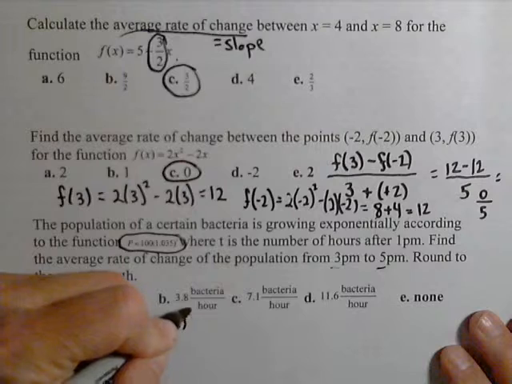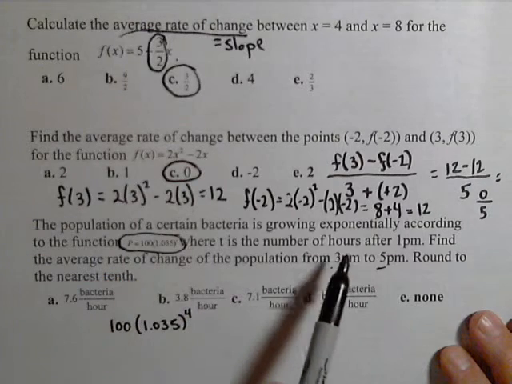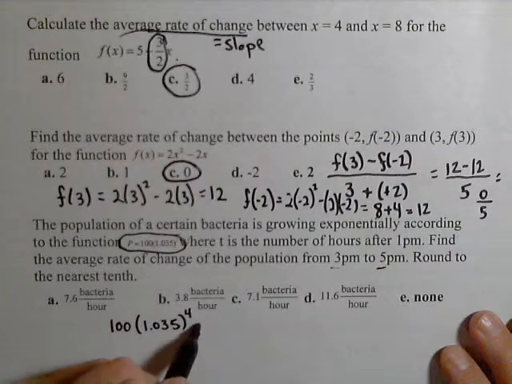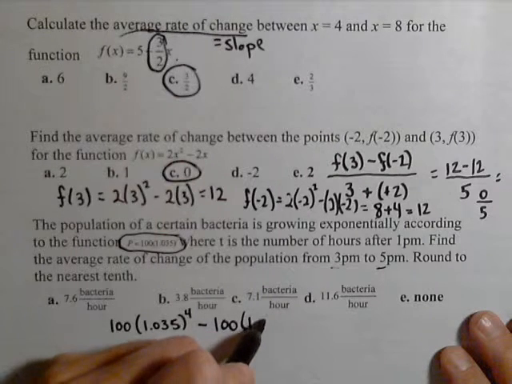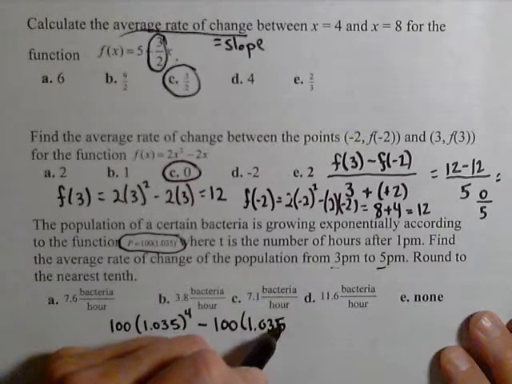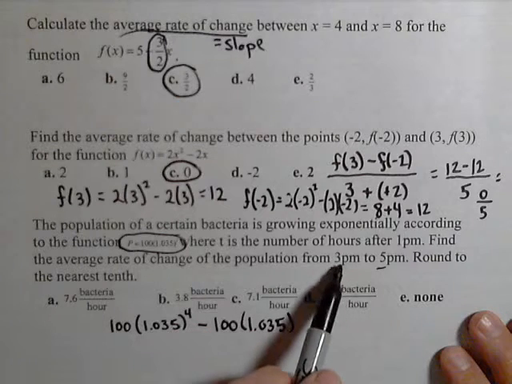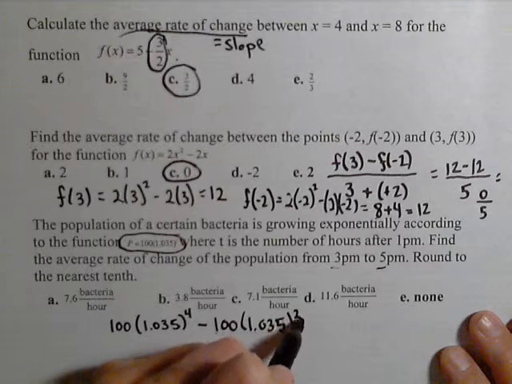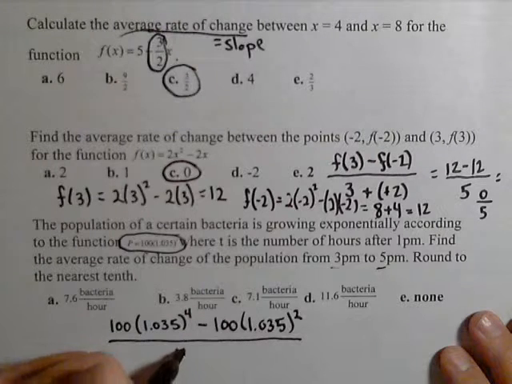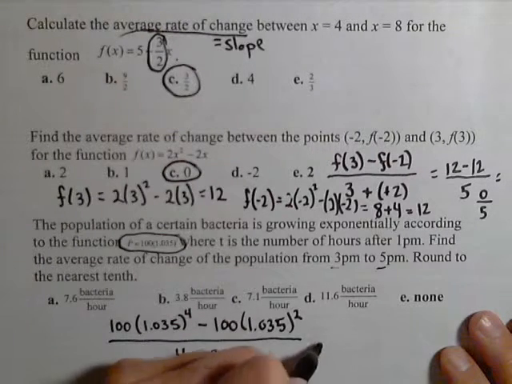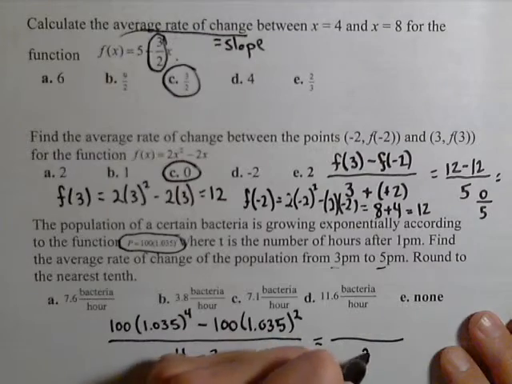1.035 to the 4th, because t is the number of hours after 1 p.m., minus 100 times 1.035, and now the number of hours after 1 p.m. that 3 is 2. So our inputs are 4 and 2, so our change in input is 4 minus 2. So we already know our answer is going to be over 2.